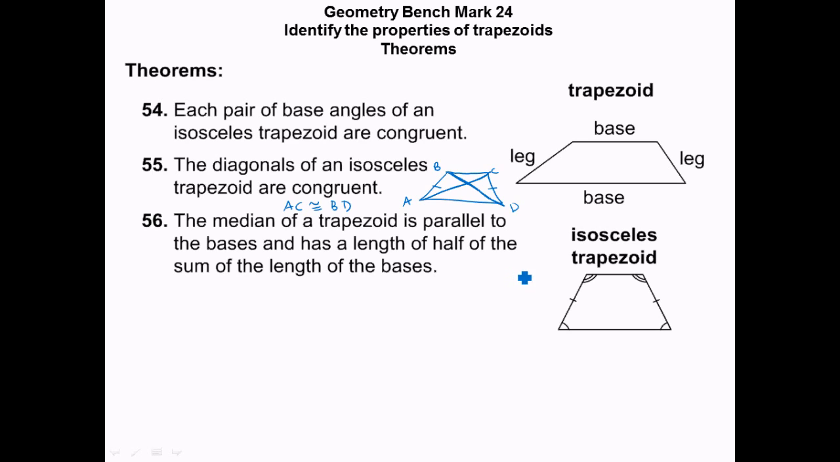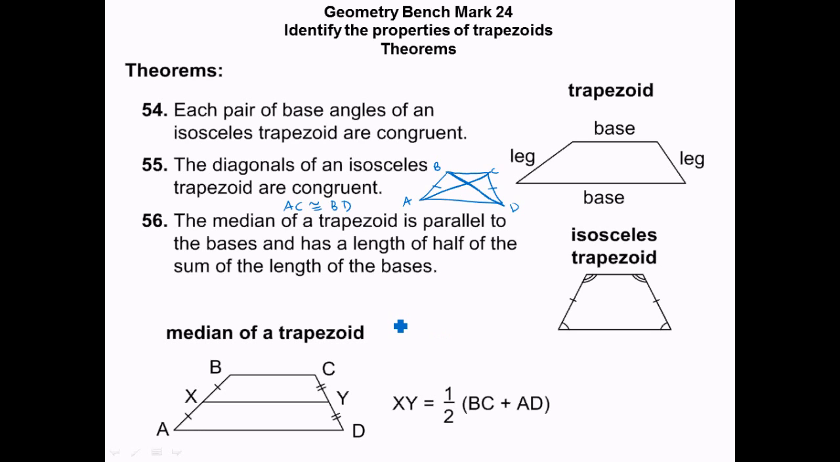And then we have a median of a trapezoid is parallel to the bases, and its length is 1/2 of the sum of the bases. So here's our median here. I'm going to highlight it. That's our median right there. Okay, so the length of this median is 1/2 adding the two bases together. So 1/2 BC plus AD. This is the formula for the length of a median.